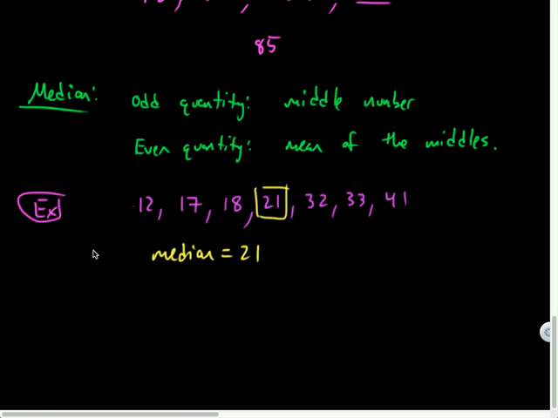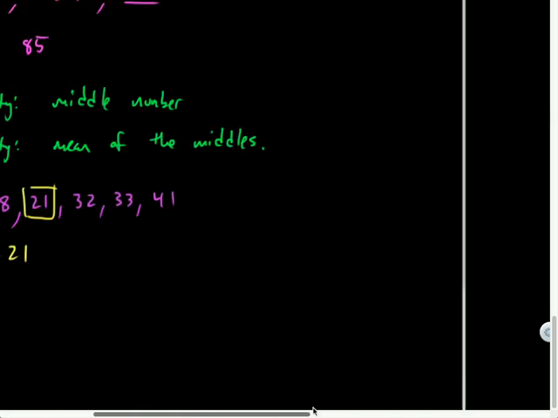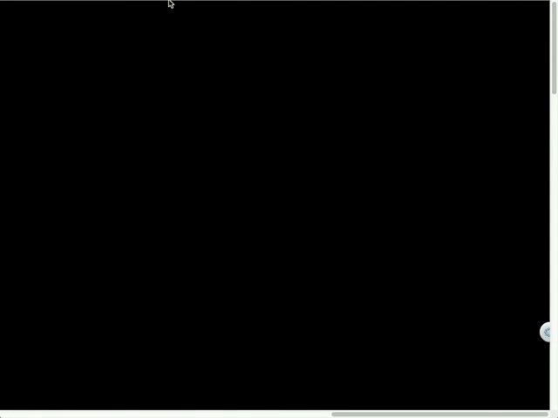The last type of central tendency we'll talk about is the mode. And the mode is the most frequently occurring value.